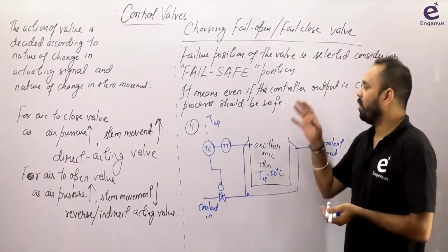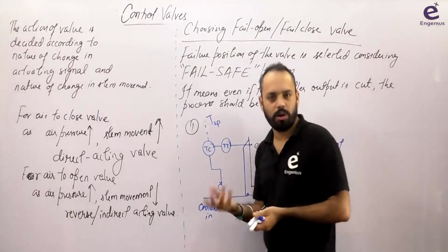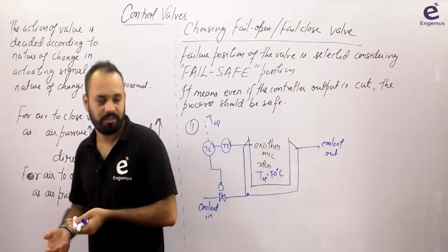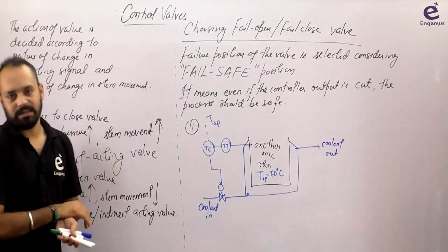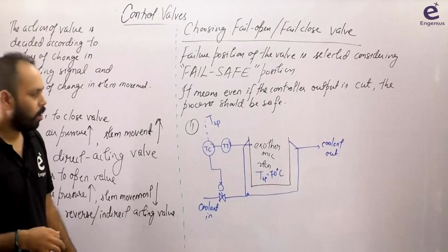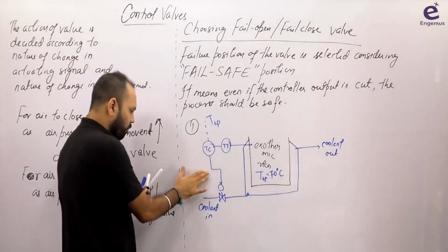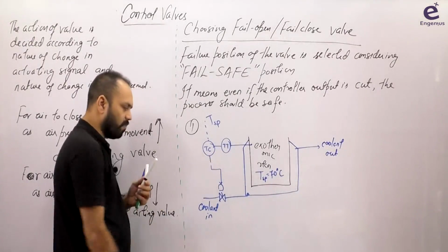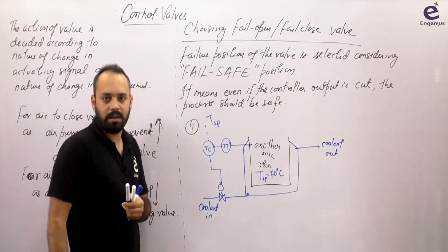So even if you find a question that which valve is better, air to close or air to open, which we should select every time, there's no answer for this. If you give me a situation, then only I can decide. Now you tell me, this is the coolant. Obviously you want that, suppose this is the controller supply. Suppose in some situation this supply is cut. What do you expect in that case? What is desirable in that case?